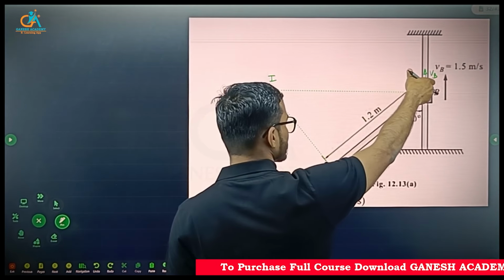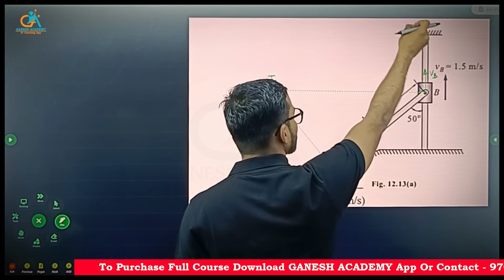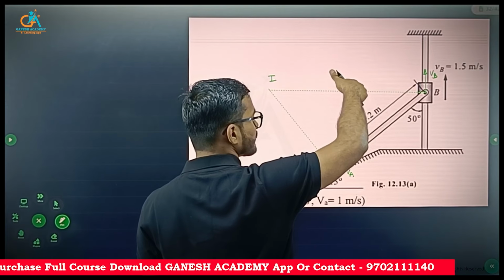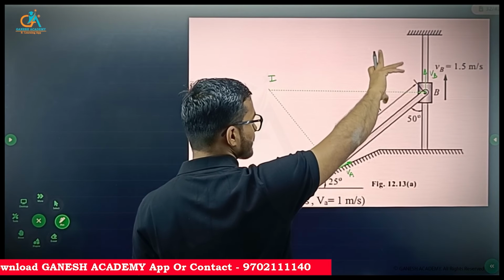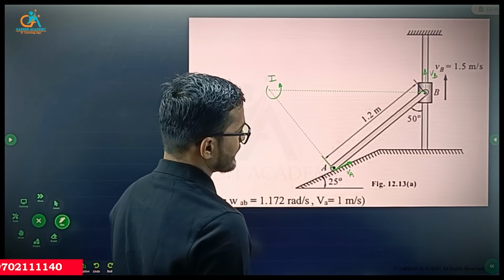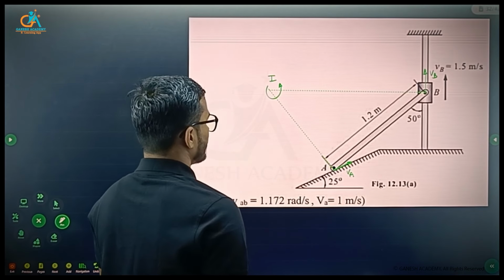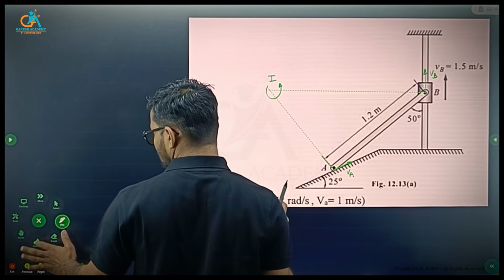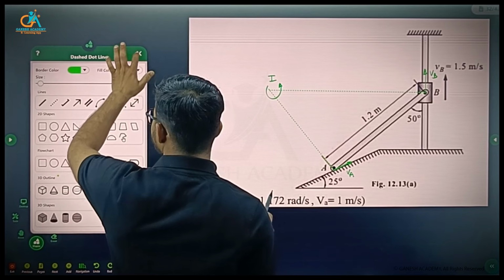So this should be the instantaneous center of rotation. As this collar moves upward, the rod will perform general plane motion. The rotation will be in which sense? Anti-clockwise, right? So now first find the angles.